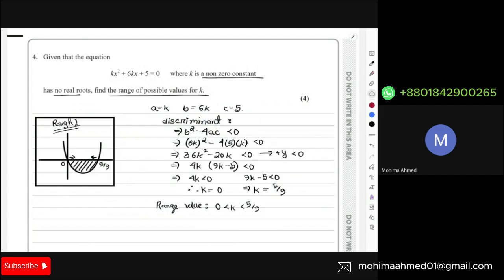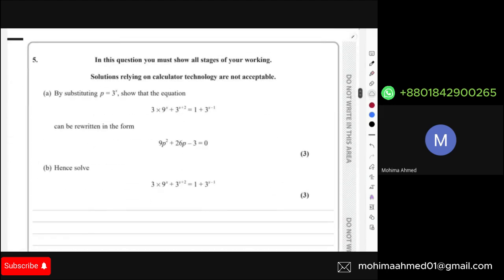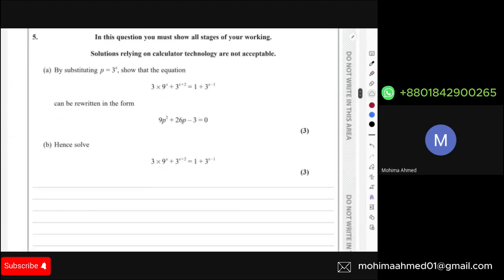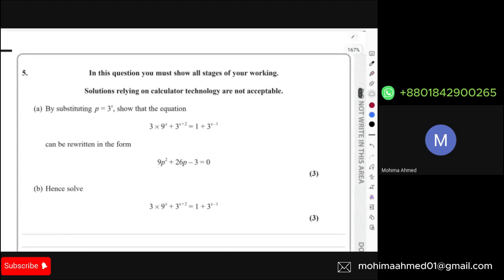Okay, then if we move on to your question 5. Question 5 is about middle term stuff, right? They are saying that we have to substitute 3 power x with p in this equation. Before we do the substitution, 3 power x plus 2 indicates 3 power x multiplied with 3 power 2. 3 power 2 is 9, and then 3 power x is p, so we get 9p.